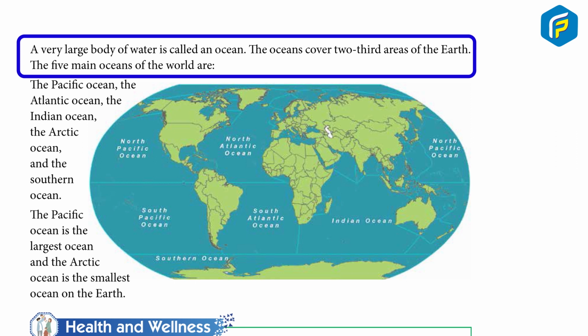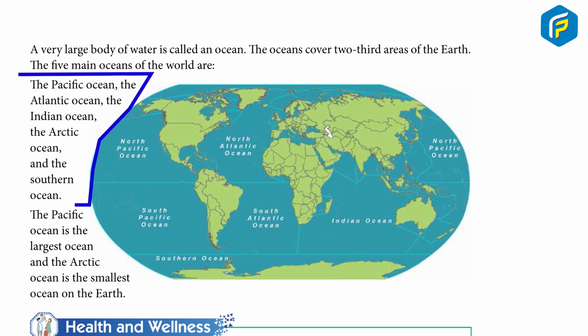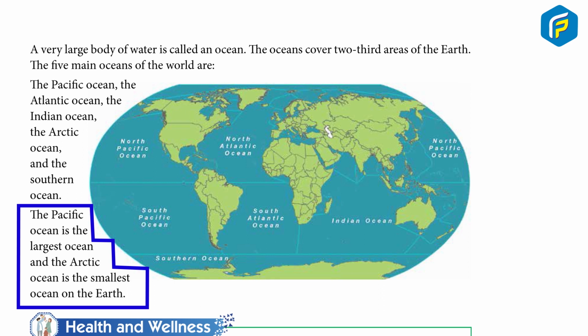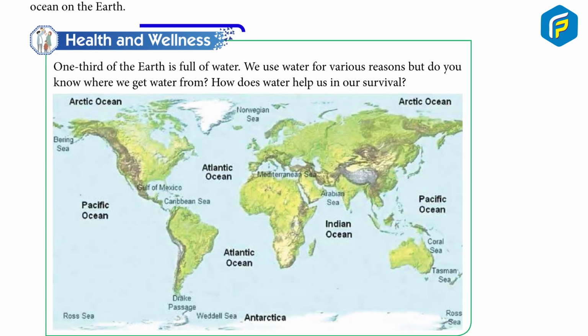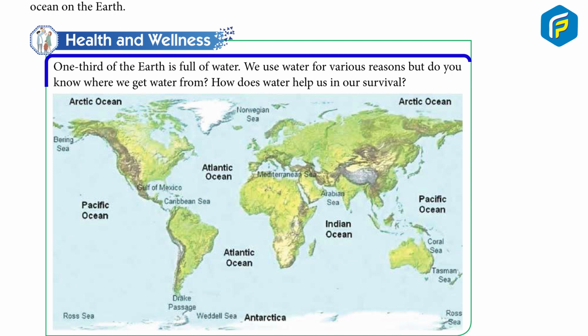The 5 main oceans of the world are the Pacific Ocean, the Atlantic Ocean, the Indian Ocean, the Arctic Ocean and the Southern Ocean. The Pacific Ocean is the largest ocean and the Arctic Ocean is the smallest ocean on the earth. Health and wellness. 1/3 of the earth is full of water. We use water for various reasons, but do you know where we get water from? How does water help us in our survival?